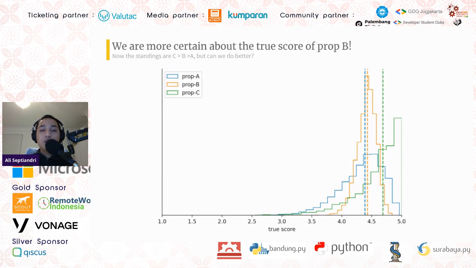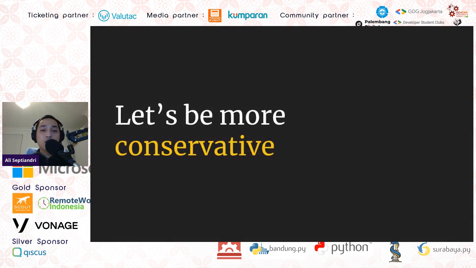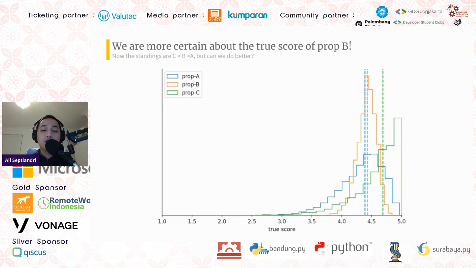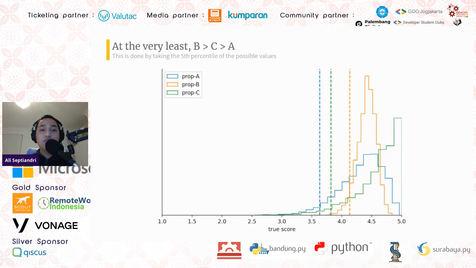Now the standings are C, then B, then A. But can we do better? I think most of you believe more in property B, since it has a decent average score of 4.5, and you see more reviews there. So what can you do? If we want to be more conservative, instead of using the median, which is drawn by the dashed lines here, you can use the fifth percentile of the distribution. By doing this, we'll see that property B is more likely to be the best, compared to property C and property A.